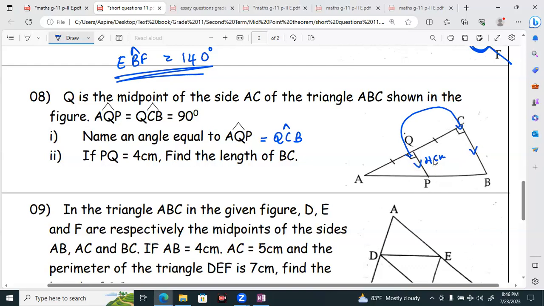Then here, what happened? Q is the midpoint of AC. So the straight line segment which passes from one midpoint to the other side is parallel.